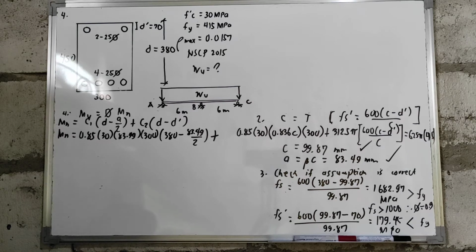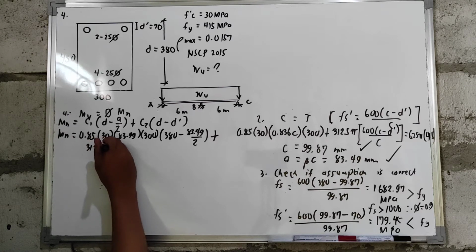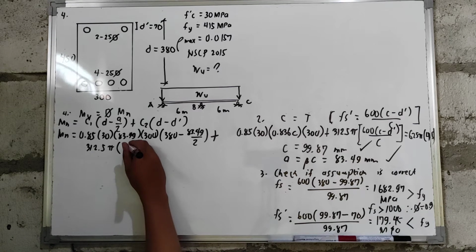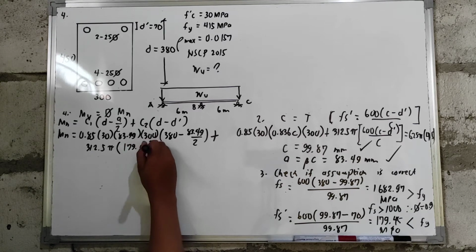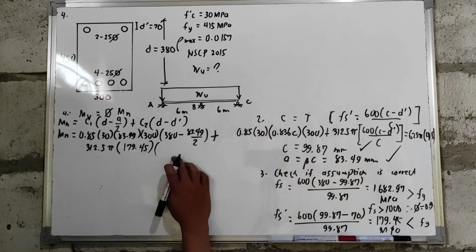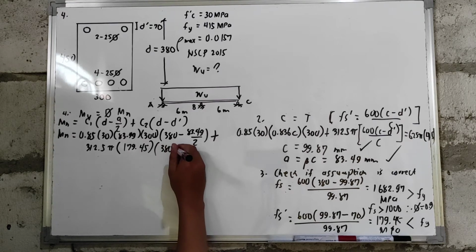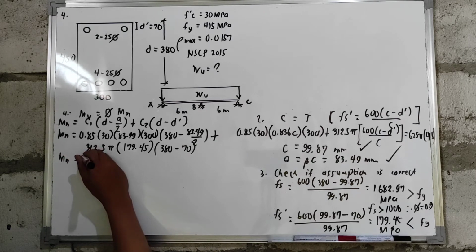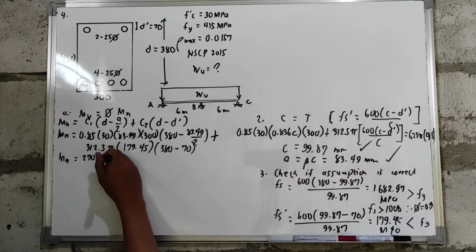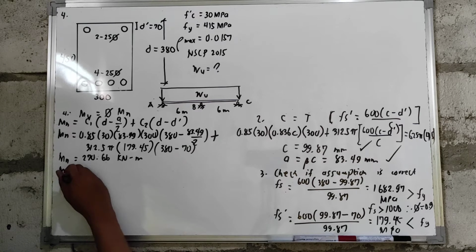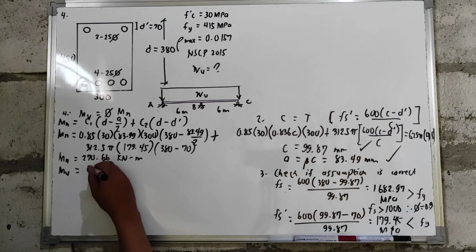So the value of your AS prime is 312.55 multiplied by yung FS prime na nakuha natin na 179.45 multiplied by the moment arm of D minus D prime. So 318 minus 70. So you will have a value of your nominal moment which is equal to 270.66 kilonewton meter. And with that, makukuha na natin yung ultimate moment capacity natin.